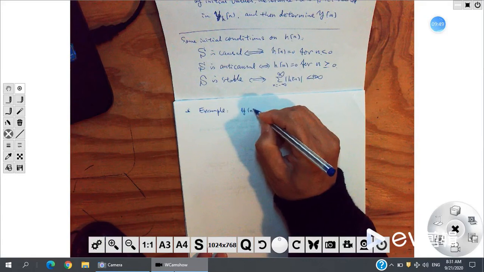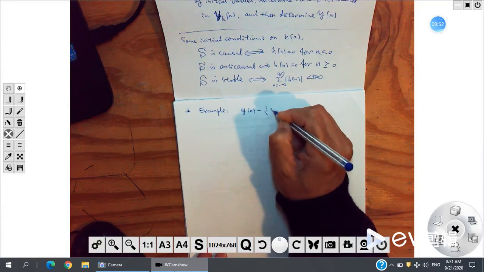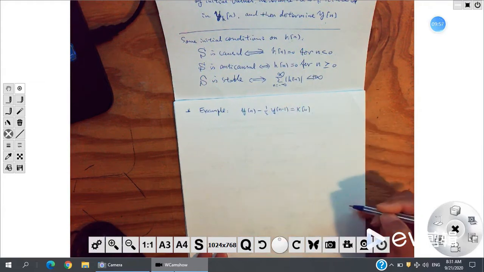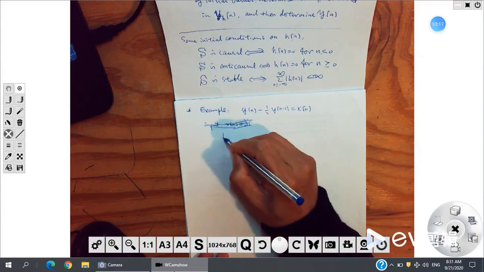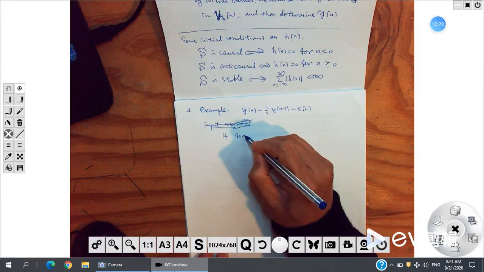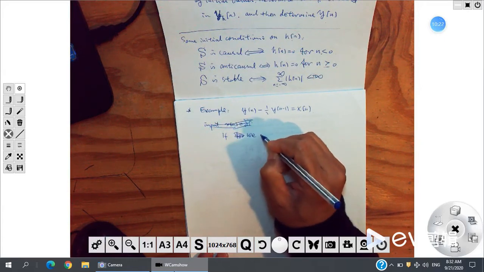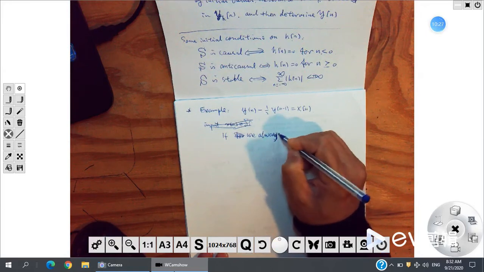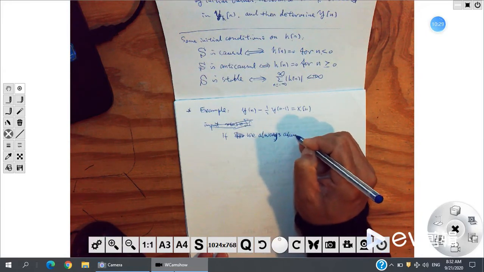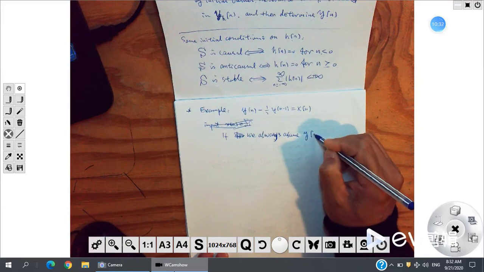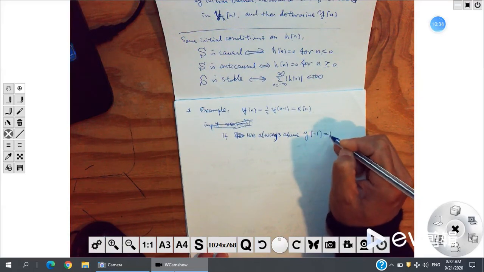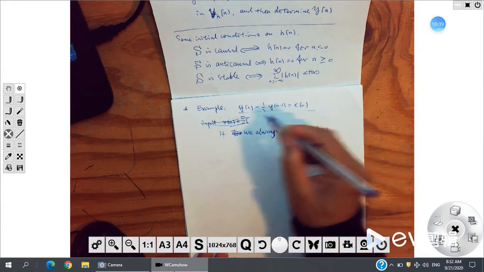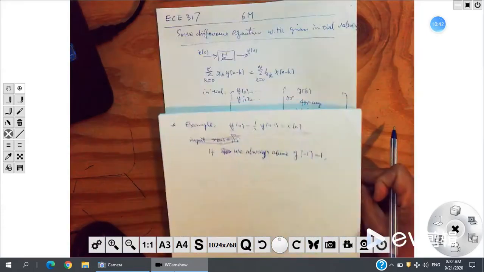y[n] - 1/2 y[n-1] = x[n]. I use this one as a system. If we always assume y[-1] = 1, what will happen? Actually, not just for this one. Any system. Yeah, I can talk about this more generally.